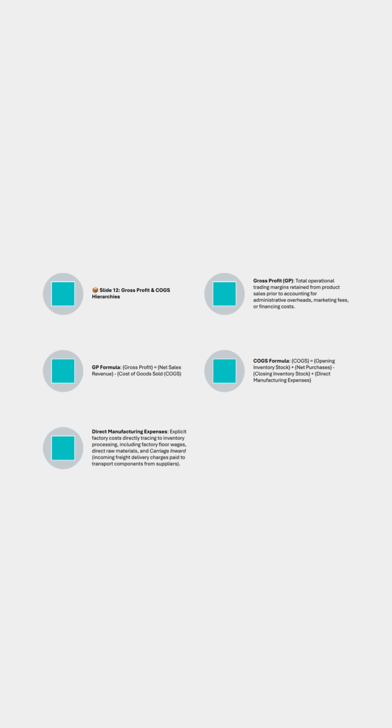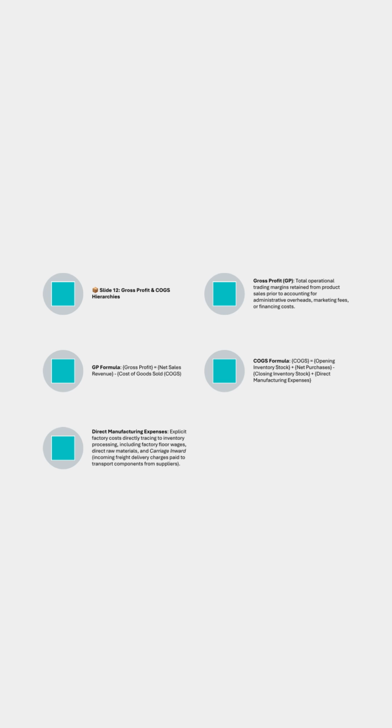Moving to slide 12, we begin peeling back the layers of corporate profit hierarchies. The first layer is gross profit, or GP, which isolates the baseline profitability of your actual product or service before office rent, marketing, or interest expenses are considered. To find gross profit, you take your net sales and subtract the cost of goods sold, known as COGS. Think of COGS as the exact direct expense of acquiring or producing what you sell.